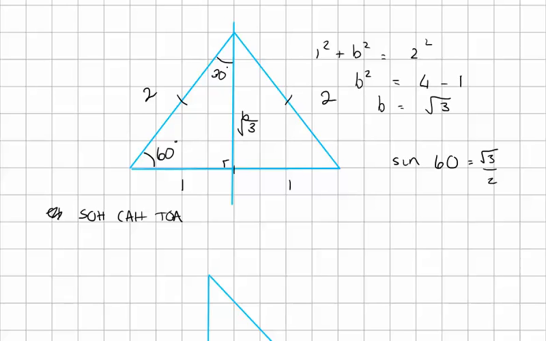What about for you? You should now be able to do sine of 30, cosine of 30, cosine of 60, tan of 30, tan of 60. Can you all work all those out for me?